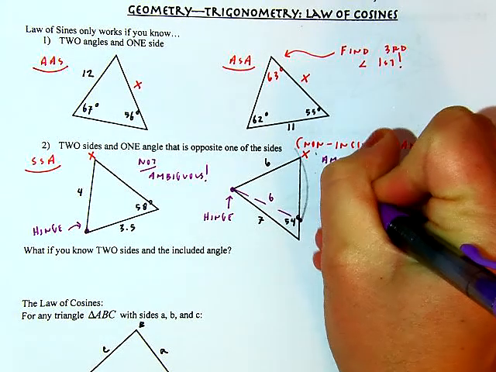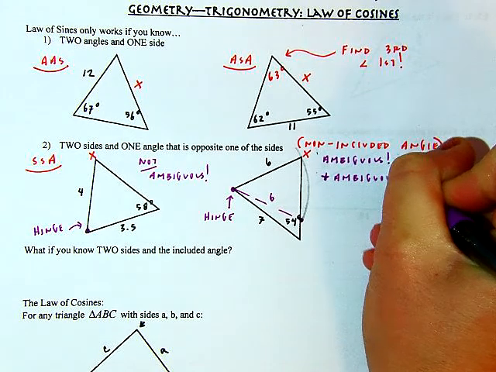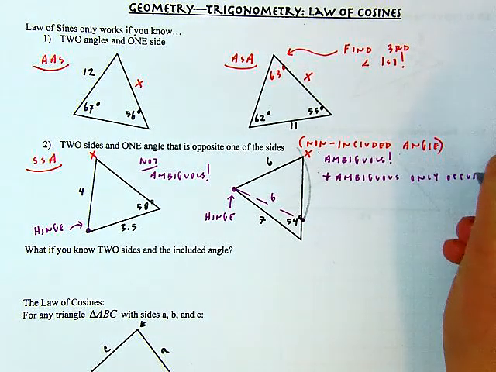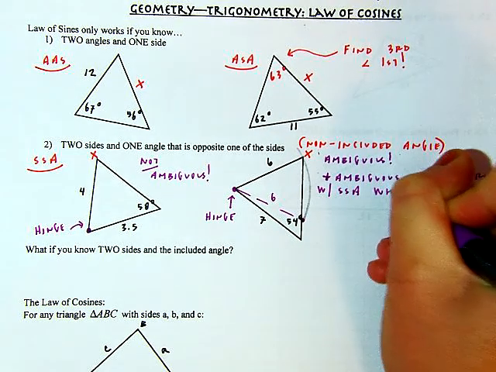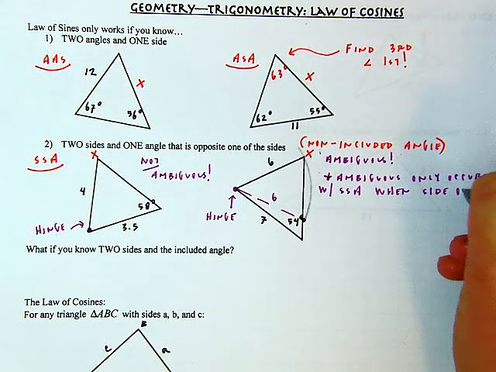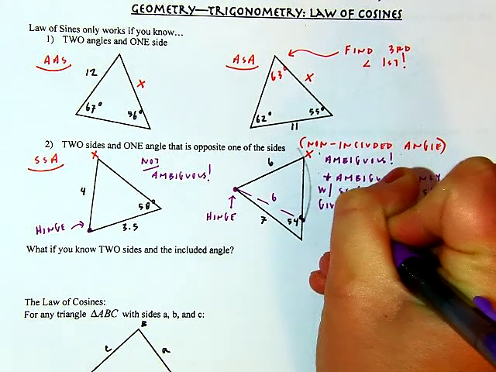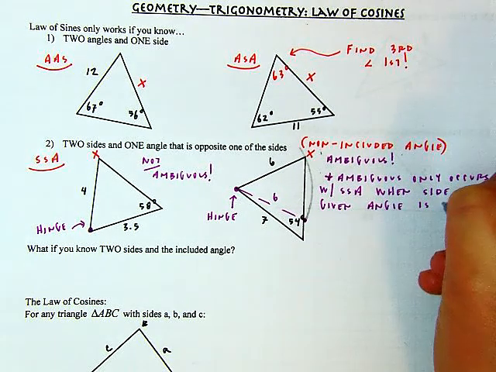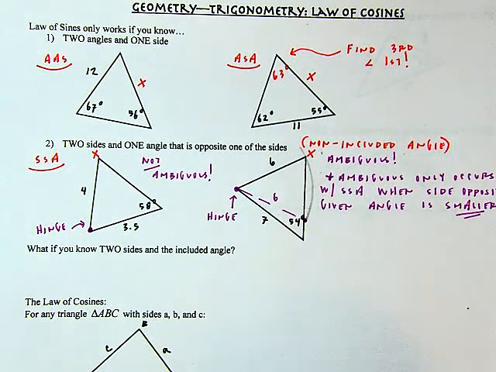And to be clear, let me add a little side note. We know that ambiguous only occurs with side-side-angle, when the side opposite the given angle is smaller. I have to emphasize smaller a couple of times, so smaller than the other given side.